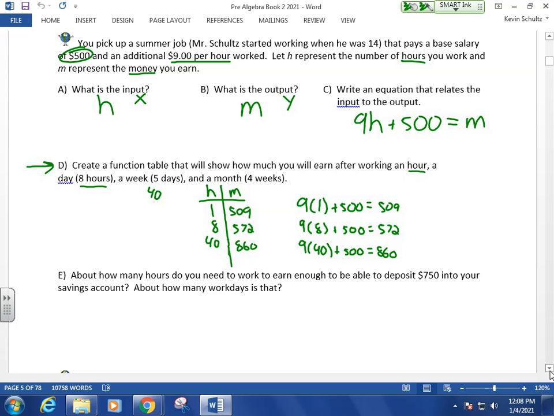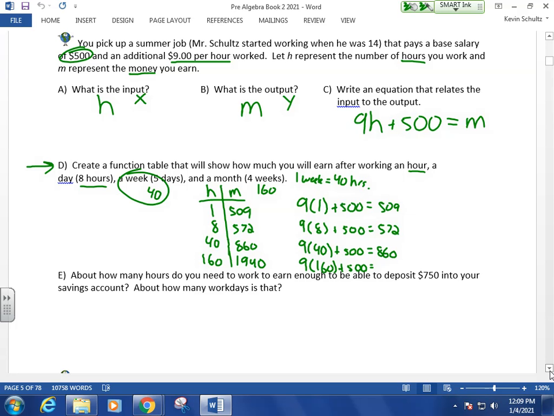Okay. Now this last one, testing a month, which is 4 weeks. Well, we know that 1 week equals 40 hours. So 4 weeks, our H value that we're plugging in is 160. 40 times 4. I know that a week is 40 hours because that's what I got for that conversion there. We want 4 weeks, which is 160. So our equation, 9 times 160 plus 500. I tried to do this quick on my calculator and pushing all sorts of wrong buttons here, but it's $1,940. That's not a bad payday for a month, right?